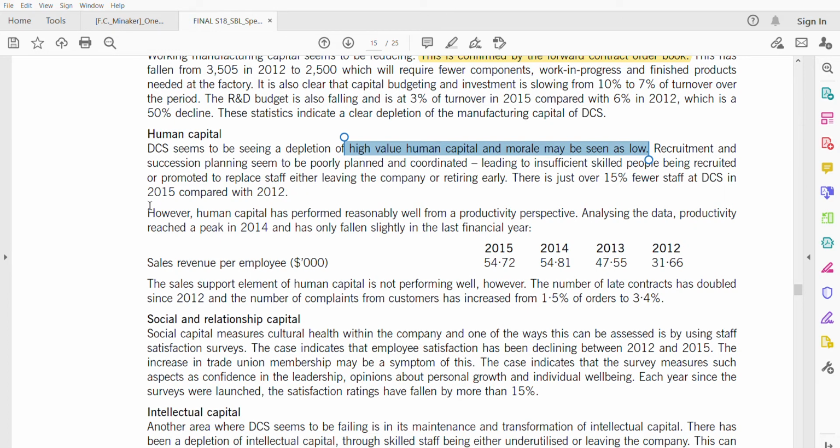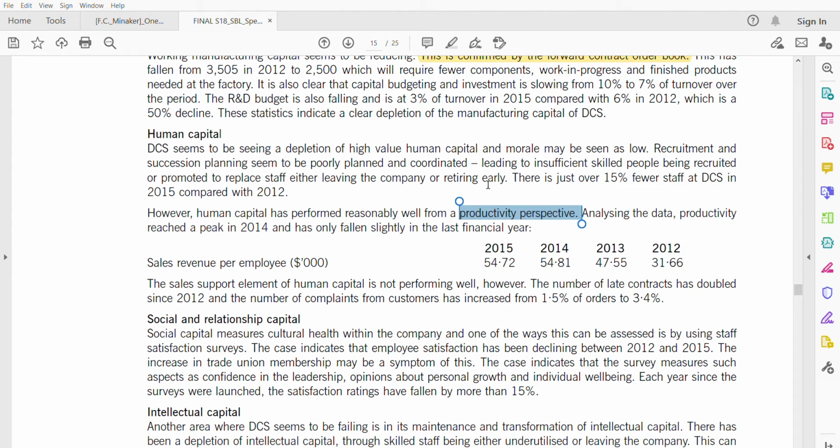However, human capital has performed reasonably well from a productivity perspective. Can you see how they are evaluating? This is your evaluation skill. That means you are not just evaluating human capital from one perspective. You are evaluating human capital from many different perspectives. Even for the finance capital, even for any capital you take, you need to analyze it from many different perspectives. That is your evaluation skills, by the way.